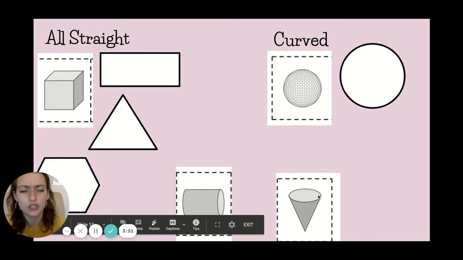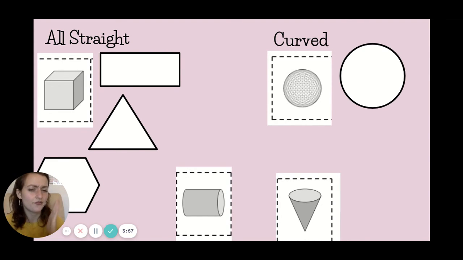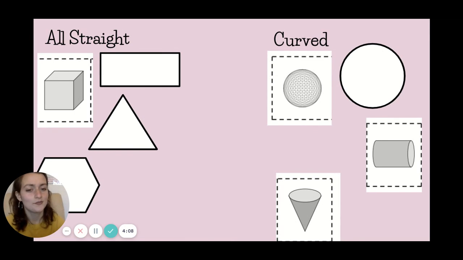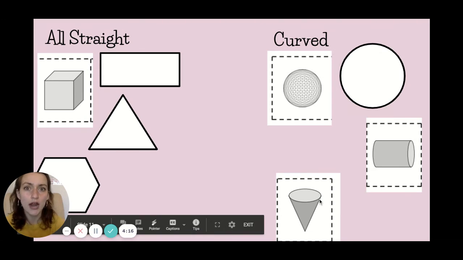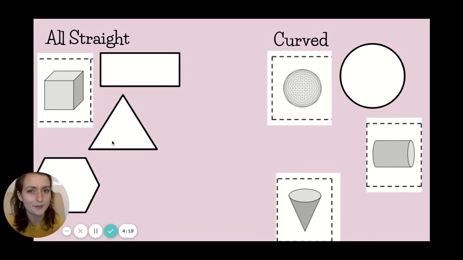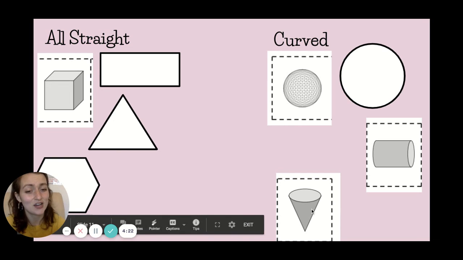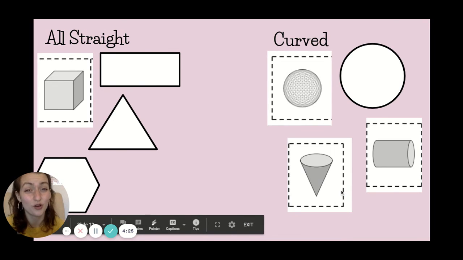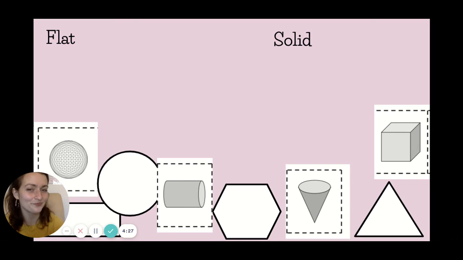Now, these 2 shapes are interesting. I want to talk about the cylinder first, because the cylinder does have a face, which is a flat edge, but all around the sides, it's curved, and its face is a circle. So we can say that a cylinder is curved. And then last but not least, the trickiest of them all, we have our cone. Now, a cone from the side looks a lot like a triangle, and we said triangles are all straight, but the face of a cone is a circle, so cones are also curved. Good job.